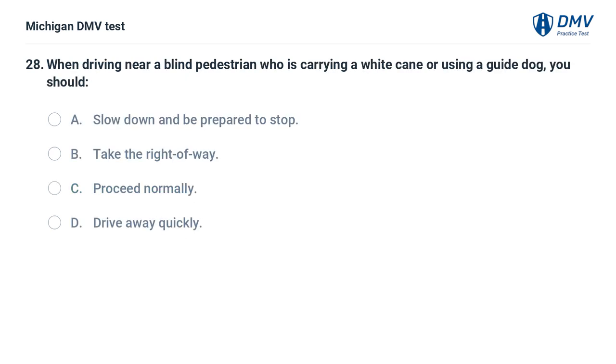When driving near a blind pedestrian who is carrying a white cane or using a guide dog, you should A. slow down and be prepared to stop. B. take the right of way. C. proceed normally. D. drive away quickly.